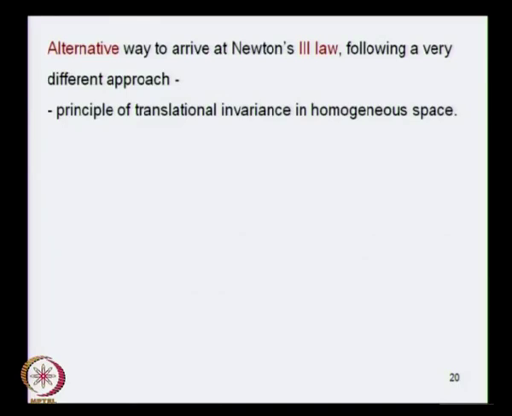We will also discuss Newton's third law, but we will interpret it in a different way, not merely as action and reaction being equal and opposite. We will connect this to the principle of translational invariance in homogeneous space. We will see that Newton's third law is in fact a statement of conservation of momentum, which is intimately connected to the principle of translational invariance in homogeneous space.